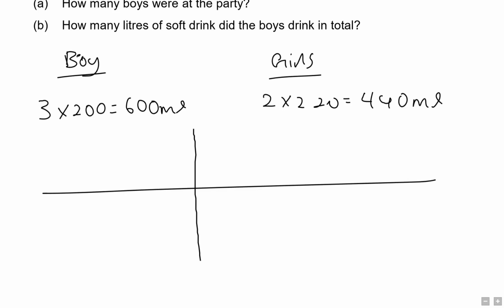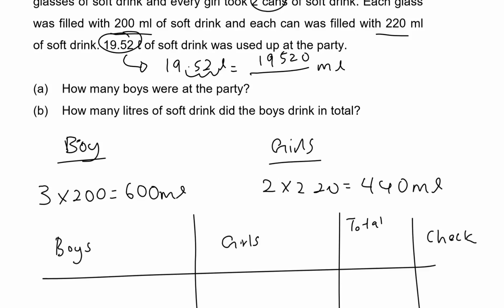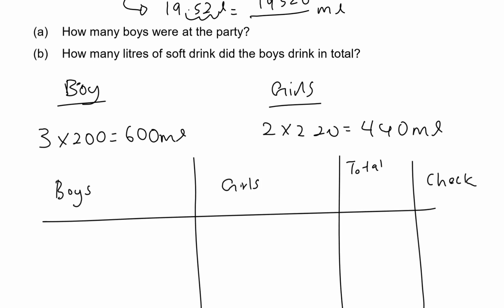Same thing as the previous video, I'm going to save time and not do all the checks. You're going to do it on your own. You're going to have a total and you're going to have a check. If one boy drinks 600, one girl will be drinking 440. And I know there are altogether 40 children, so I can start out with 20 boys, 20 girls.